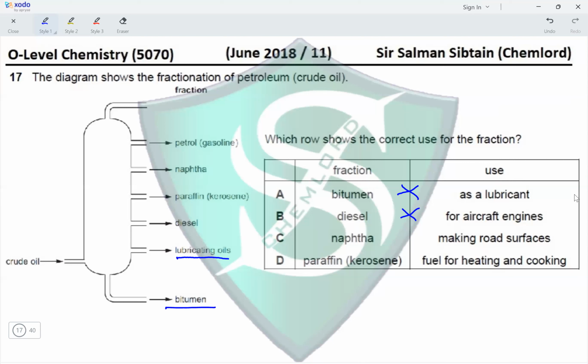So, B is incorrect. C, naphtha. Naphtha is used for making other chemicals, as a chemical feedstock, not for making road surfaces. So, C is also incorrect. D, paraffin or kerosene is used as a fuel for heating and cooking and is also used for aircraft engines. So, this is the only fraction with the correct use stated in the table, making option D the correct option for this question.